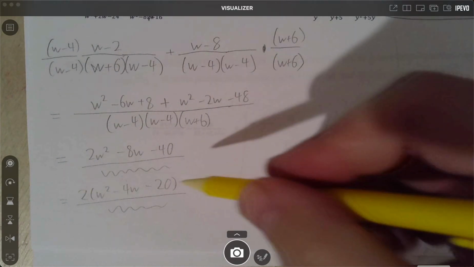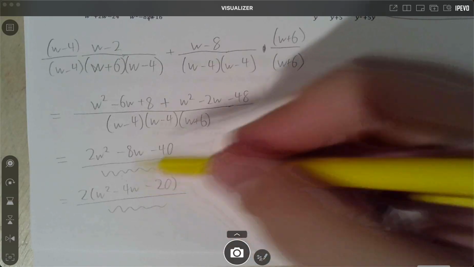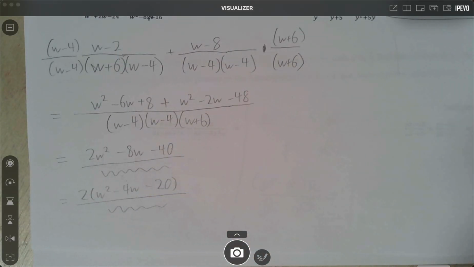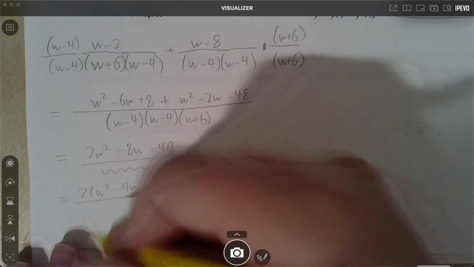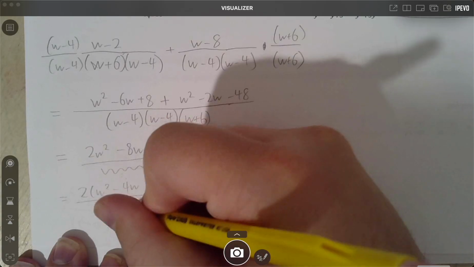Now the question is, are there factors of 20 that subtract to 4? Let me think about that. The factors of 20 that subtract to 4, well, there's 1 and 20, but those don't subtract to 4. There's 2 and 10, but those don't subtract to 4. And there's 4 and 5, and those don't subtract to 4. So I'm pretty sure this doesn't actually factor. And so that's my confirmation that I tried to factor it, and I was unsuccessful.